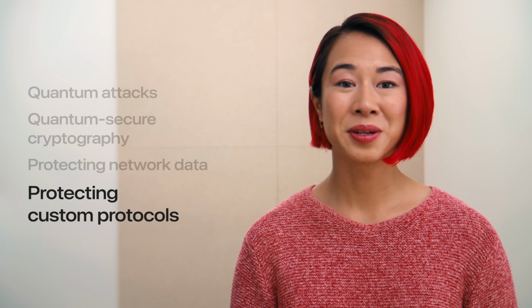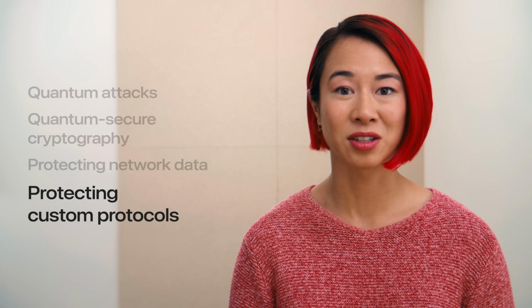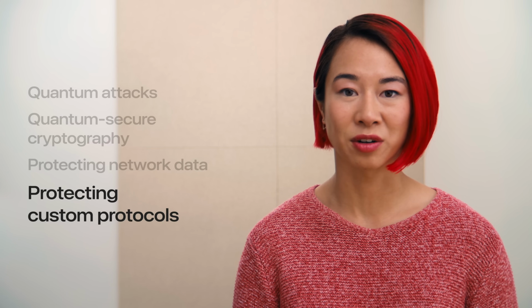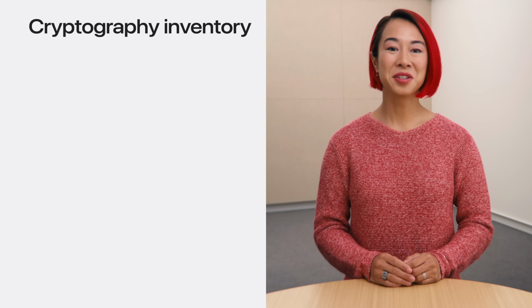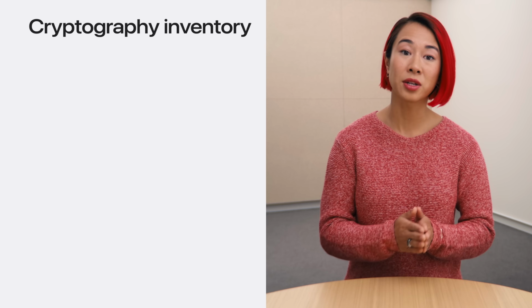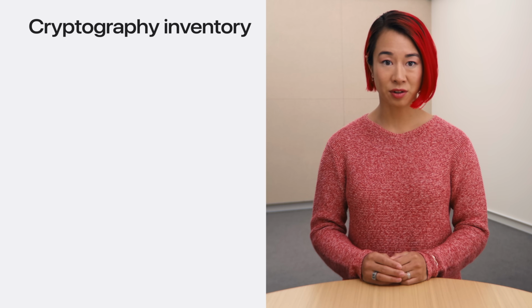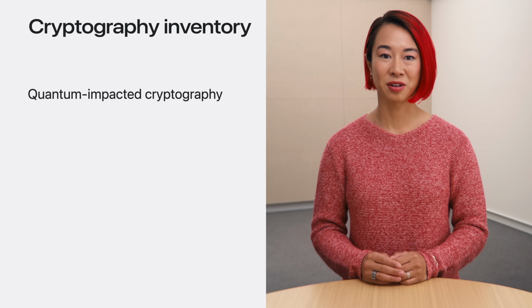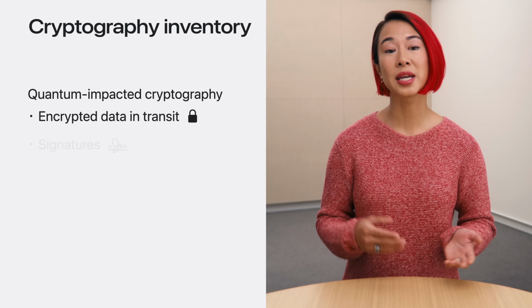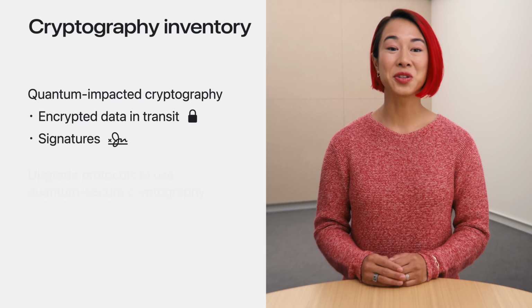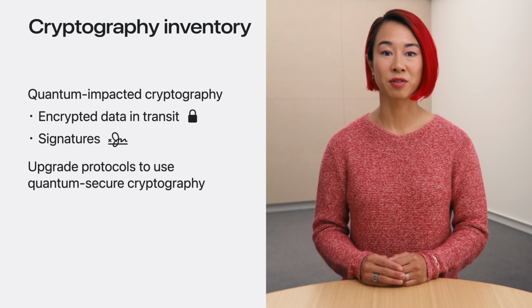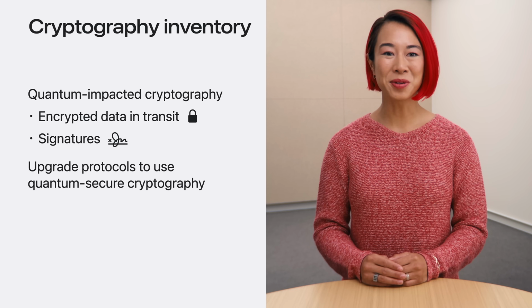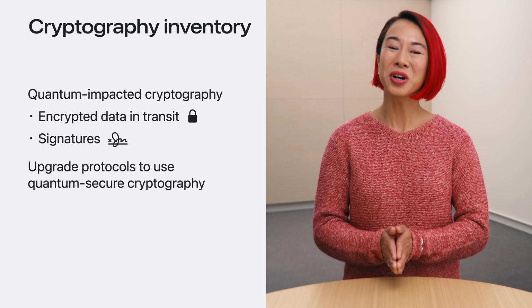However, TLS isn't the only way to protect data in transit. You may have custom cryptography protocols, where you're using cryptography APIs directly to protect data. If so, you need to migrate to use quantum secure cryptography APIs instead. To do this, you first need to inventory your current use of cryptography. You need to identify where your protocols use quantum impacted cryptography, such as encrypted data in transit and signatures. Plan for how to update these protocols to use quantum secure cryptography instead. Then, use CryptoKit to implement these updates thanks to the new quantum secure APIs.